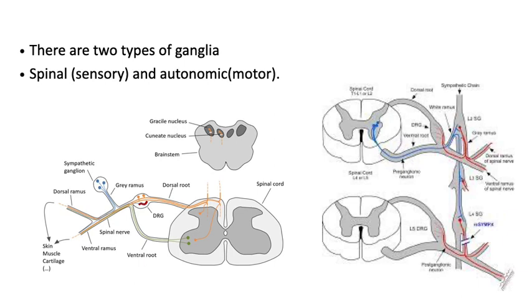Whereas, in the right side of the diagram, if you can see, there is a sympathetic chain, also known as paravertebral chain. These ganglions present here are known as the autonomic ganglion, sympathetic chain ganglion or paravertebral ganglion. These are the names.